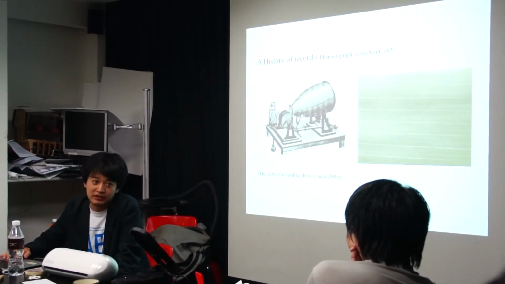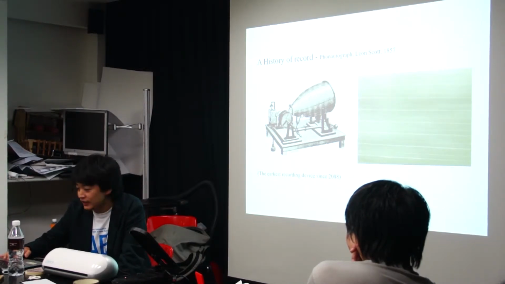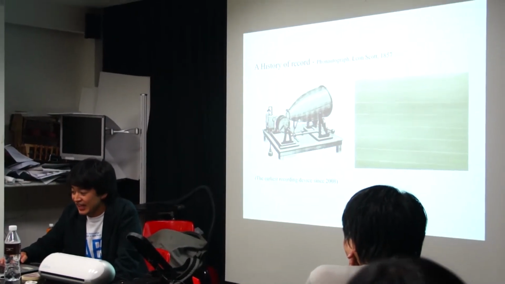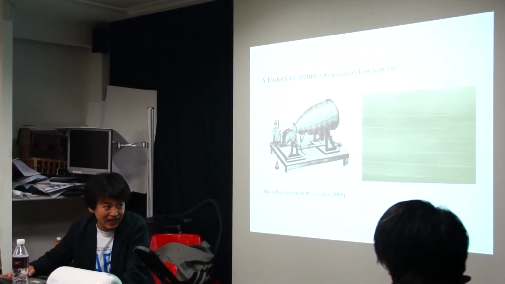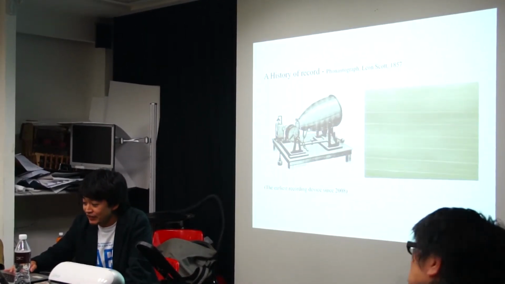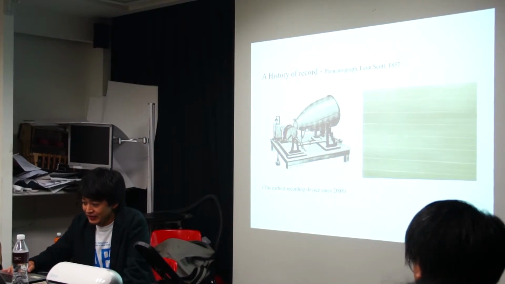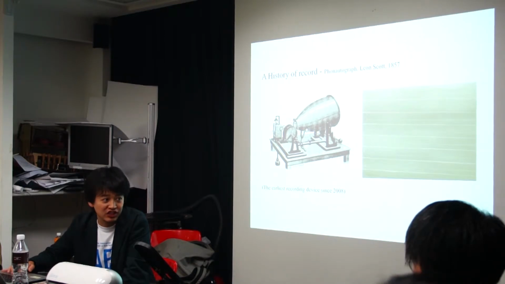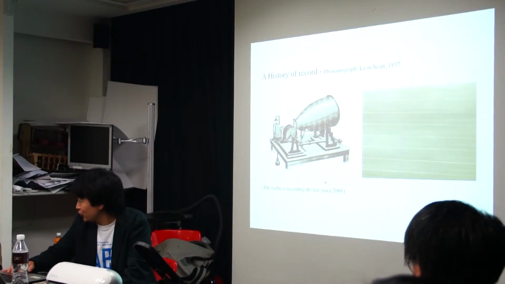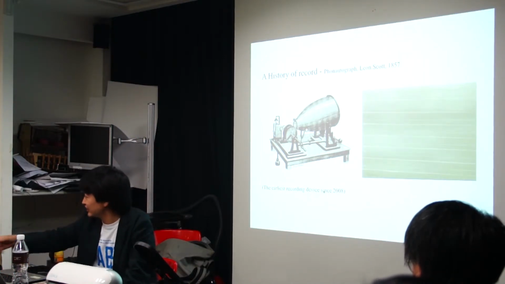Actually, most people think Edison is the first guy who made records, but it's not true. In 1857, Édouard-Léon Scott, a French guy, made the phonautograph. At the moment, it was just a device to visualize sound with lines on paper. But in 2008, some French Canadian researchers succeeded in reproducing sound from the image. So from that moment, the history of recording changed.